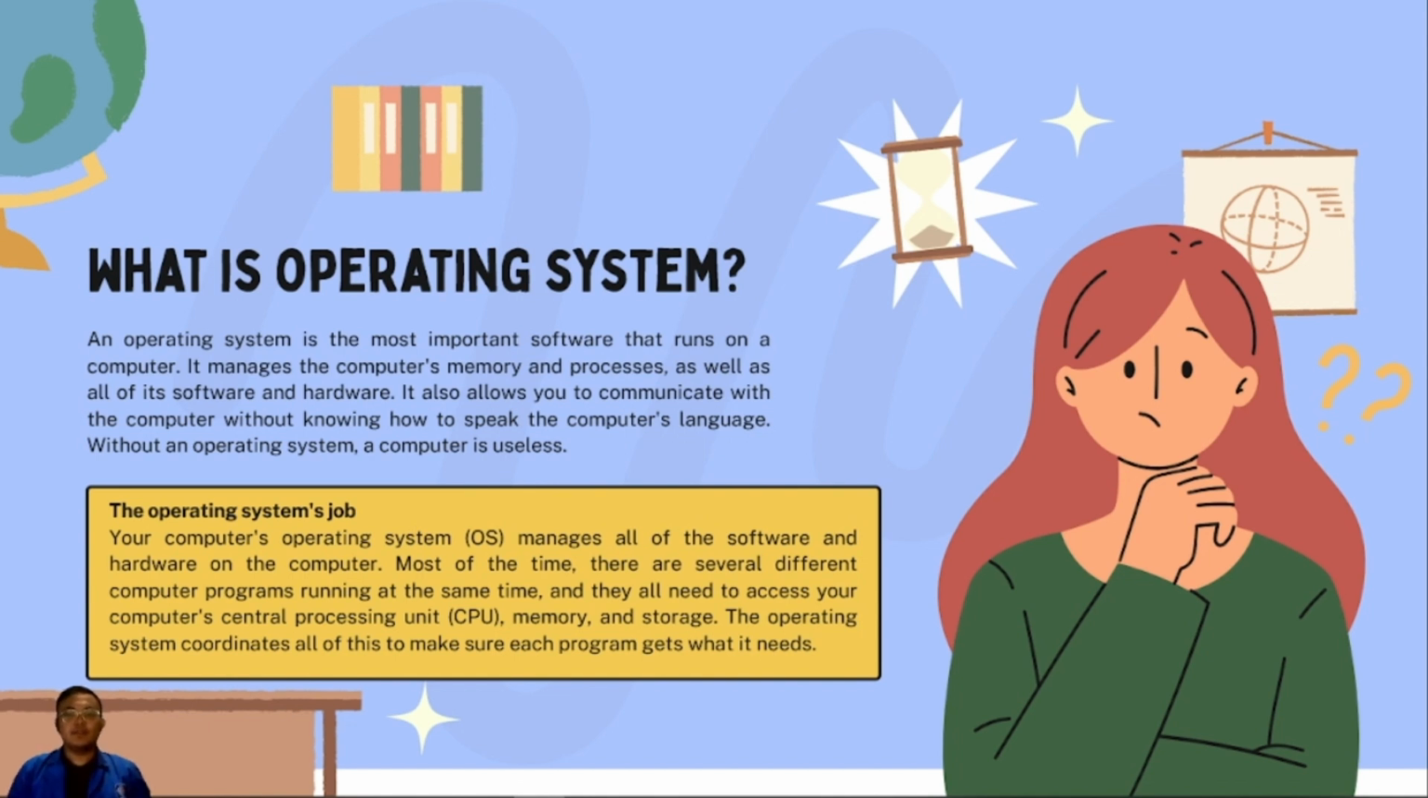Often we have many programs running at the same time, and they all need to access the CPU, memory, and storage. The operating system coordinates all of this to make sure each program gets what it needs. Modern operating systems use a GUI, or graphical user interface. A GUI lets you use your mouse to click icons, buttons, and menus, making the computer easy to use.